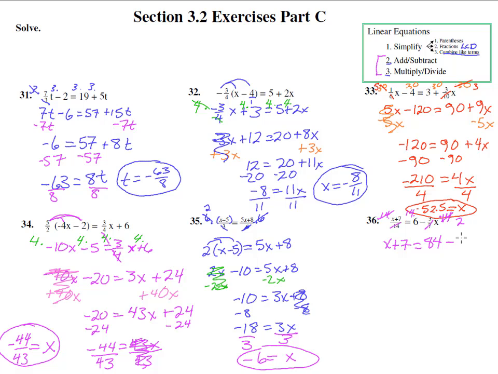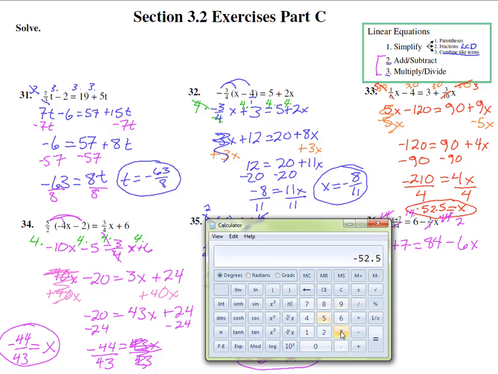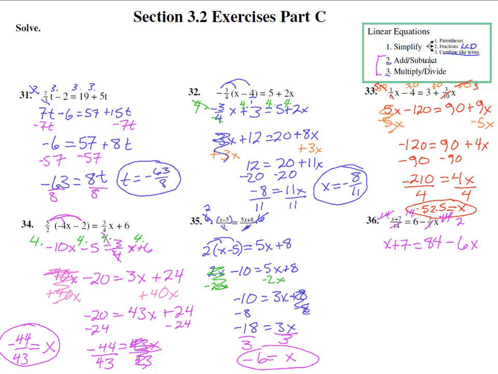2 times 3 is 6x. Double check that in your calculator. 3/7 times 14, you could do it like this. 3 divided by 7 times 14 equals, and you'll see it's a 6. Okay. Do we have, no, we don't have parentheses, we don't have fractions. Oh, but the x's are still in opposite places. So we've got to get rid of one of these sets of x's. So we add 6x, and we're left with 7x plus 7 equals 84.